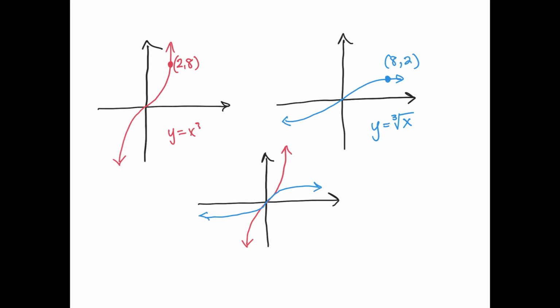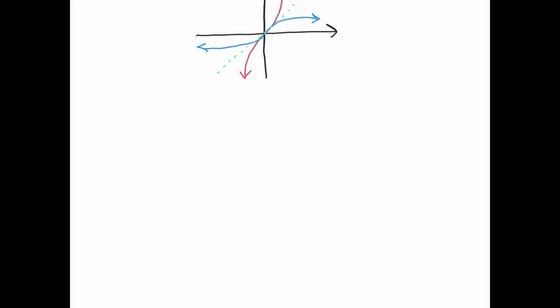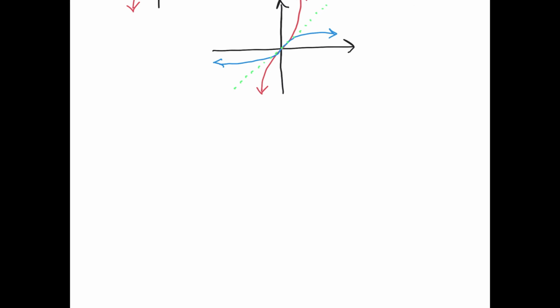This is what the two of them look like on the same graph. And I'm drawing a dashed line here of y equals x. And the inverse functions are always kind of reflected across y equals x. Why? Because y becomes x and x becomes y. So that's the reason that y equals x is the reflection.